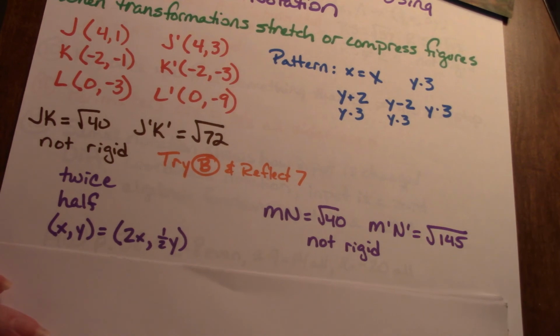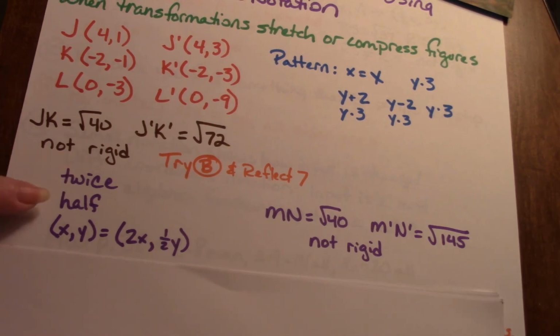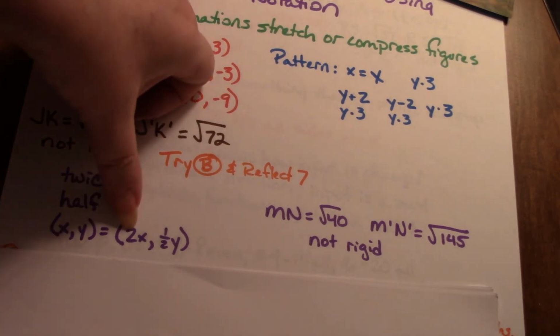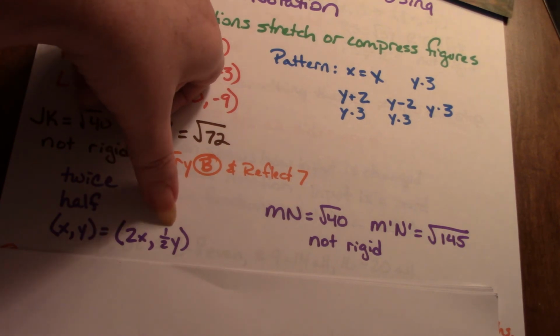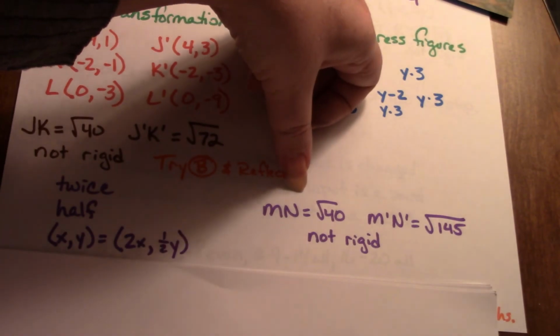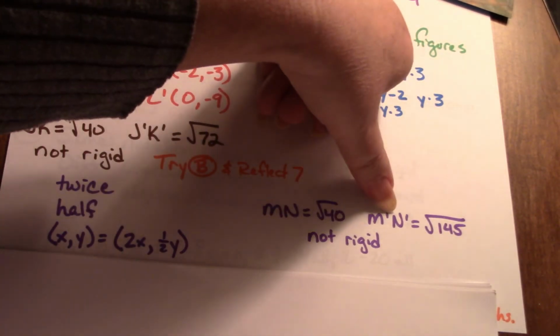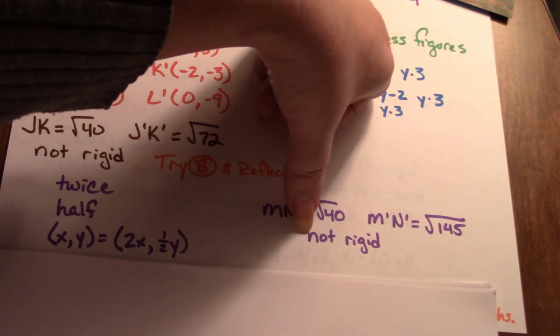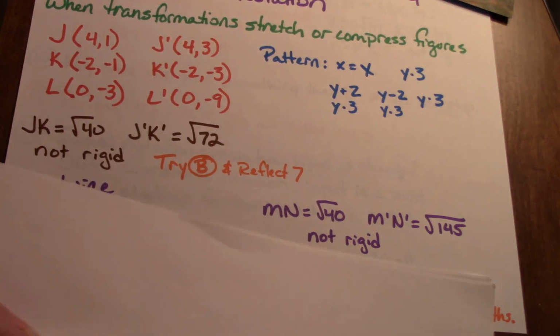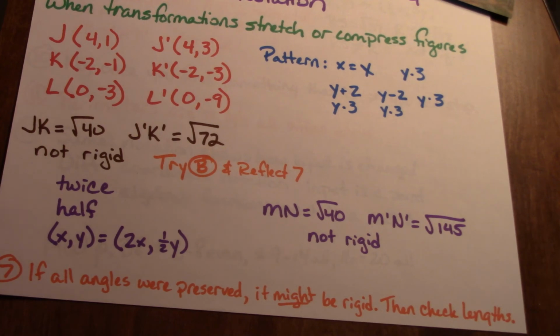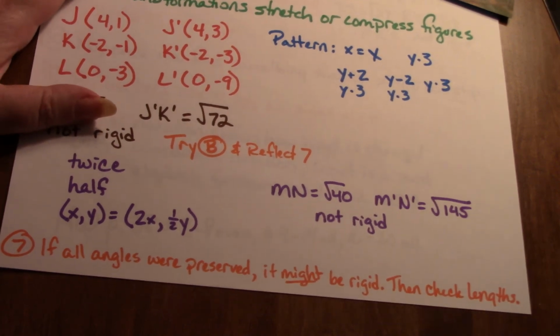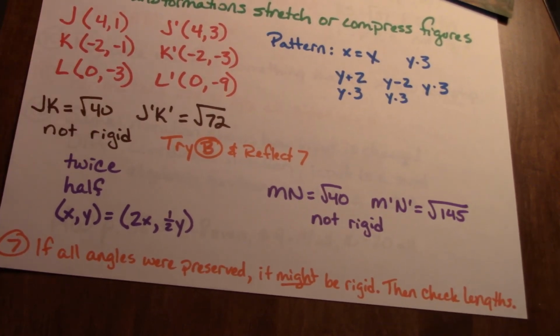So B is twice and half, 2x and 1/2 y, or 0.5 y. And when we start measuring line lengths, we see that M and N are not the same, so this is not a rigid shape. And then reflection number 7, if all the angles were preserved, it might be rigid, but we'd still have to check the line lengths to make sure.